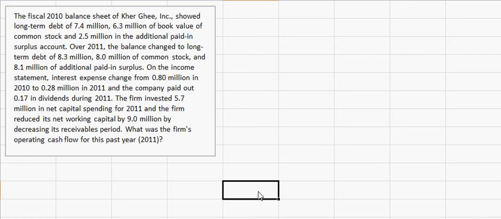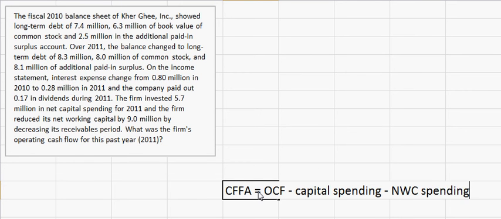So we know a couple things. First, the cash flow from assets is equal to the operating cash flow minus the capital spending minus net working capital spending. If we increase working capital, we spend. If we increase capital spending, we spend. If we increase operating cash flow, we get. And the net of all of those is the cash flow from assets.